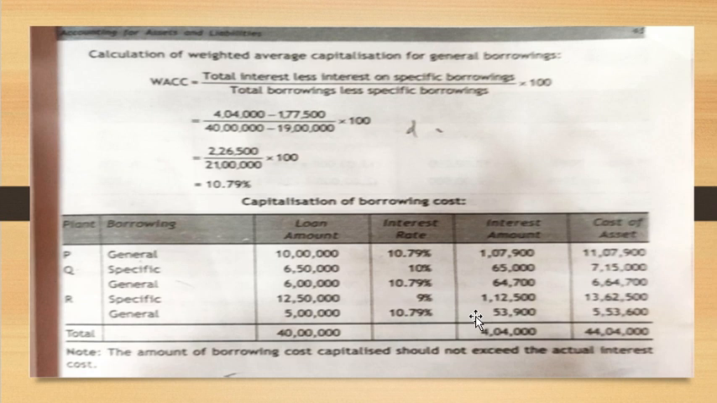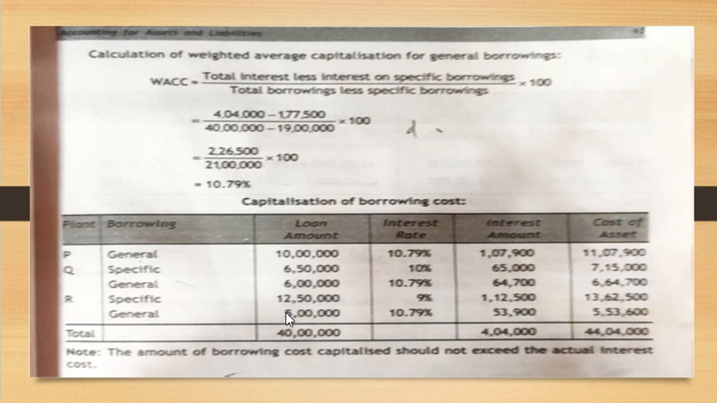So the total calculation, when you add up your cost of asset and your total interest, you will get 4 lakh 4,000. So 4 lakh 4,000 is the answer. But when you look into the calculation, 6 lakh into the weighted average cost rate of 10.79 percent, you will get 64,740, but here they have considered 64,700.